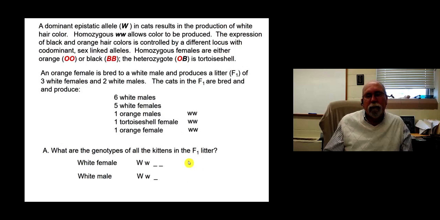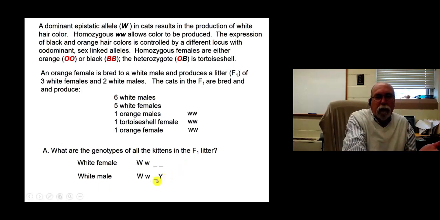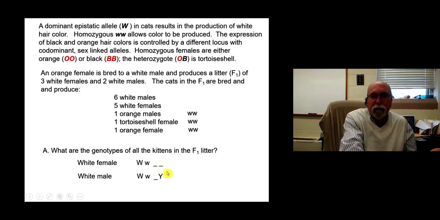Now what do we know? We've got this male down here, so he gets a Y, and now look where we're at. We only need 3 alleles now. I mean, we've almost solved it.